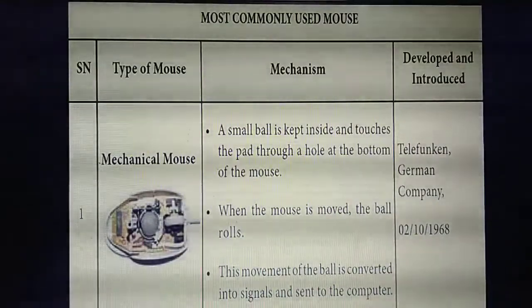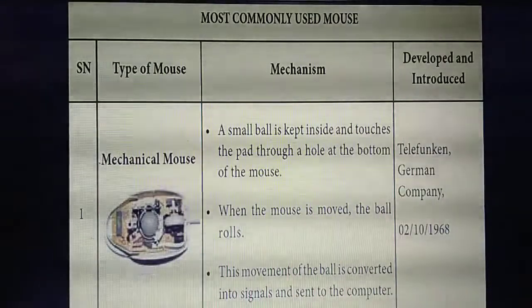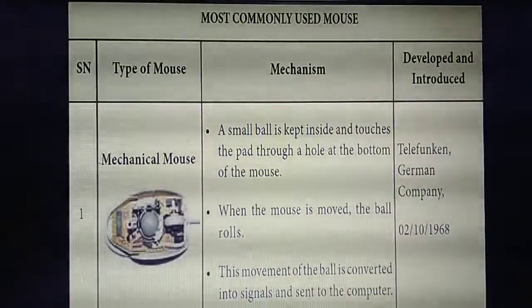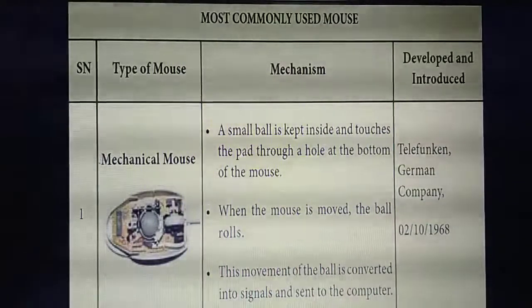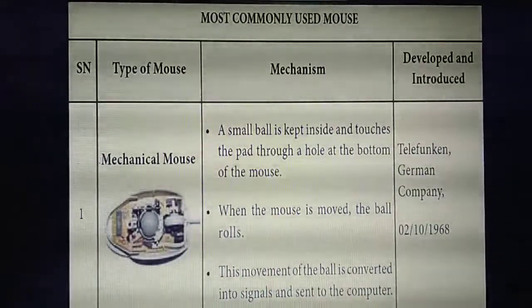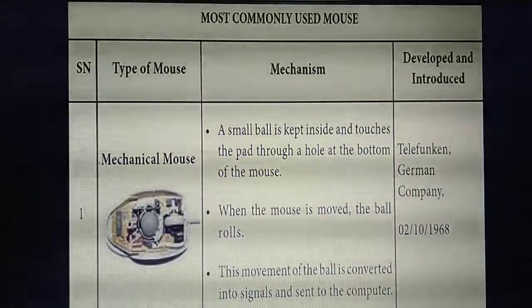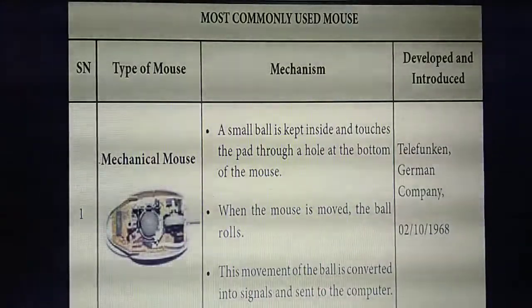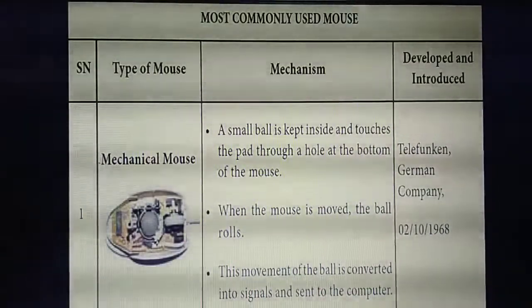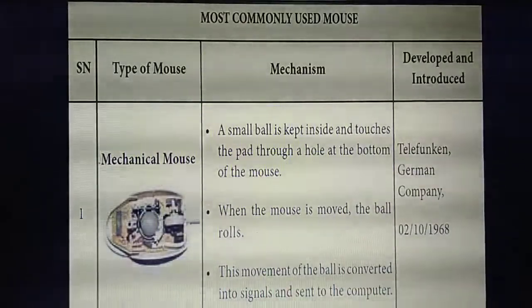If they ask for the 3-mark question, you should draw this tabular column and write it as points, then only you will get full marks. Okay. What's the first type of mouse? Mechanical mouse. Is this diagram visible?